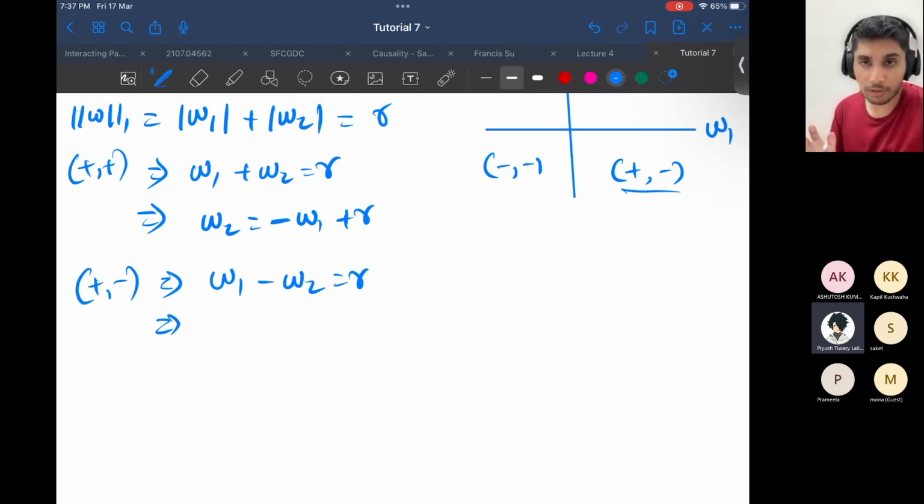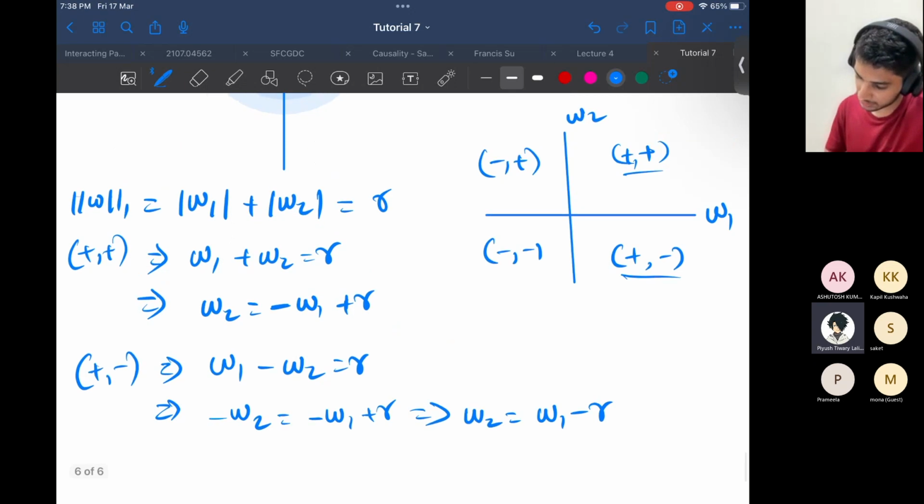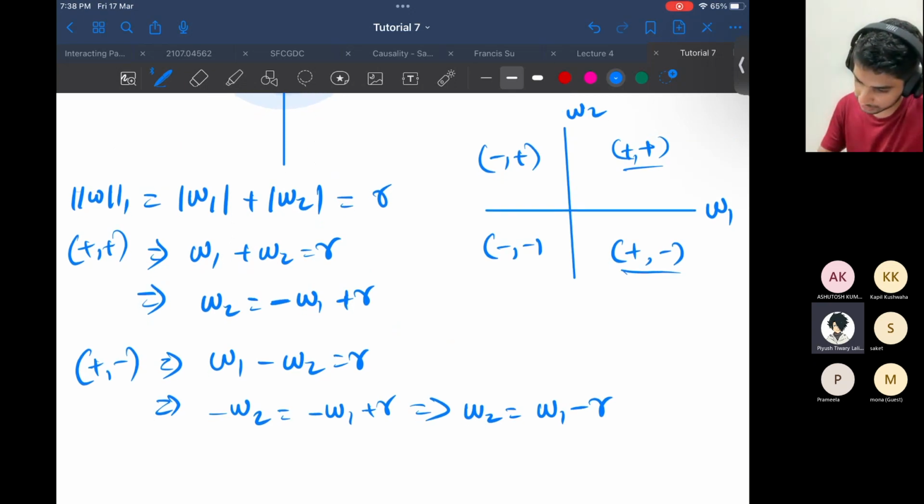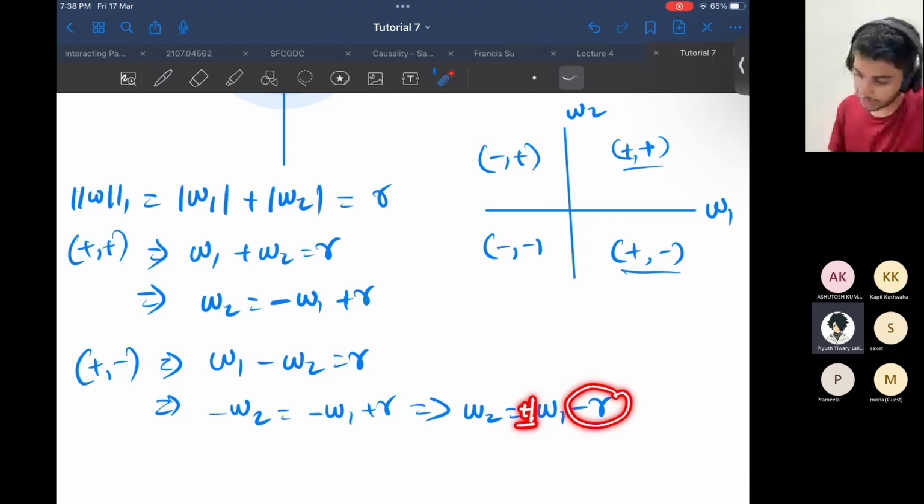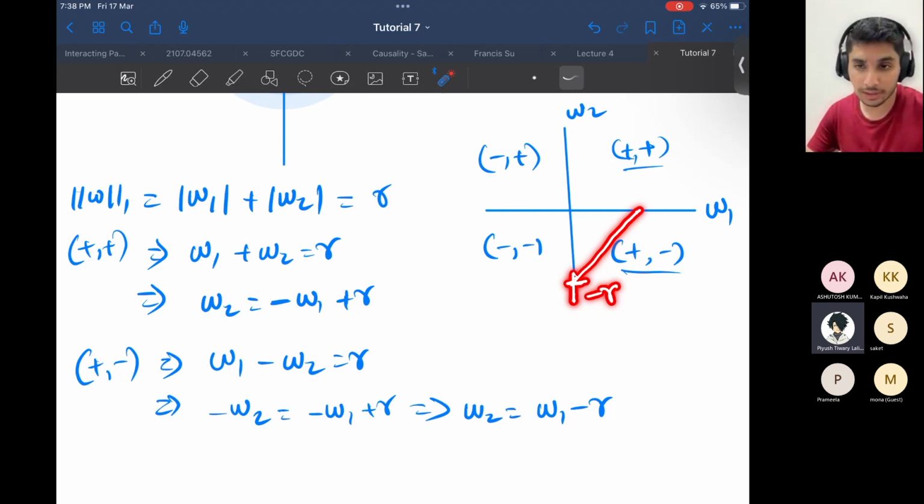Again, keeping it in the form of y is equal to mx plus c, this is W1 minus W2 is equal to R, which implies that W2 is equal to W1 minus R, right? So what does this tell us? That it has a positive slope of +1, but it cuts the y-axis at minus r. So this is minus r, and it has a positive slope. A positive slope would look something like this. And since the slope is +1, I hope you will agree that this is also plus r.